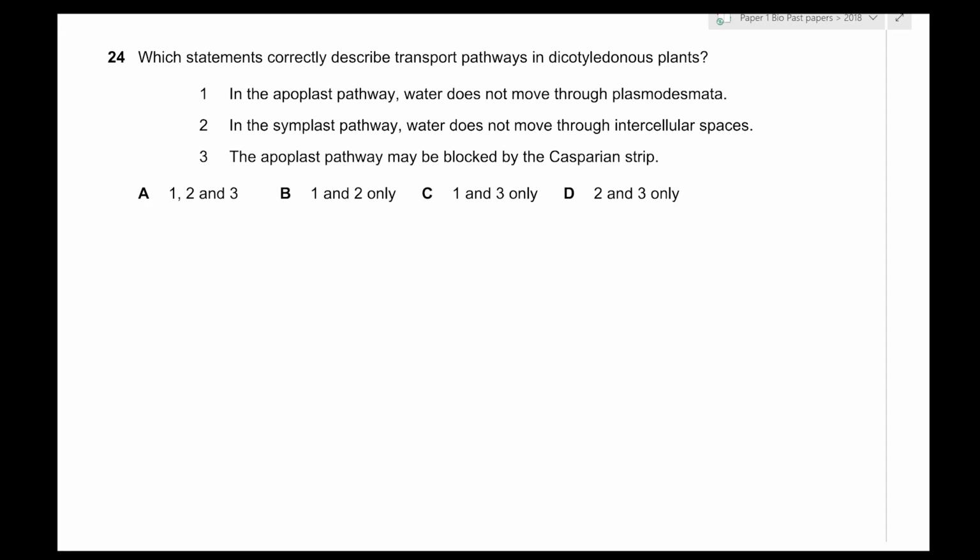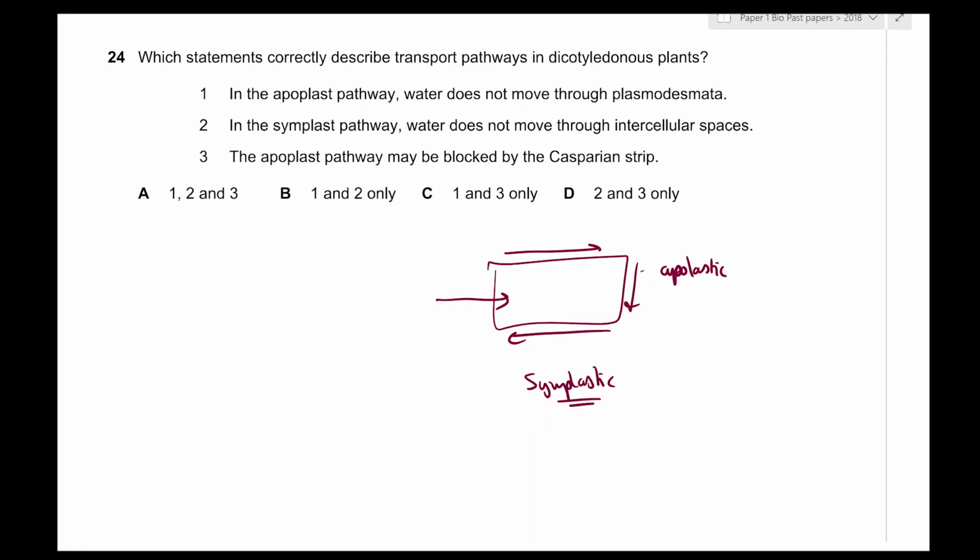Question number 24. Which statements correctly describe transport pathways in dicotyledonous plants? Now, 1. In the apoplast pathway, water does not move through the plasmodesmata. So let's clarify a few points. In the apoplast pathway, this is the extracellular pathway. For example, water only moves through cell walls. It never ever enters a cell in the apoplastic pathway. Now, in the symplastic pathway, water actually goes into the cell through the plasmodesmata by osmosis. So it actually crosses the surface membrane and enters the cell.